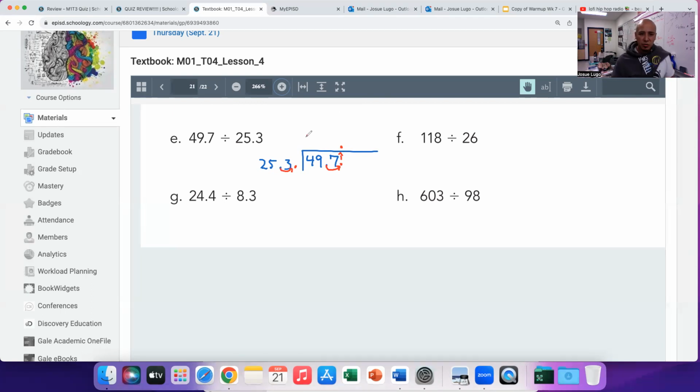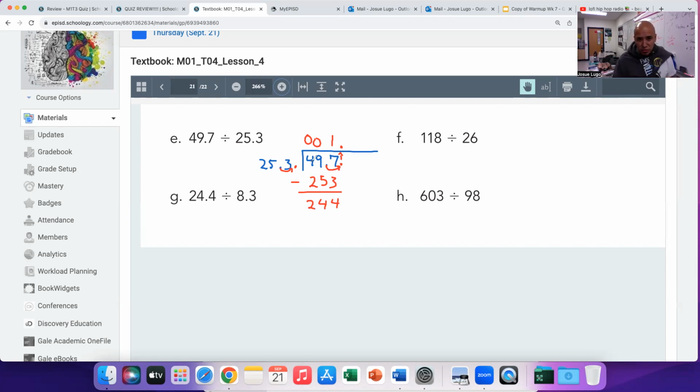Now, 253 does not go into 4 or into 49, but it does go one time into 497. So 253 times 1 is 253. And now let's subtract these two. 7 minus 3 is 4. 9 minus 5 is 4. And 4 minus 2 is 2. So that gives us 244.